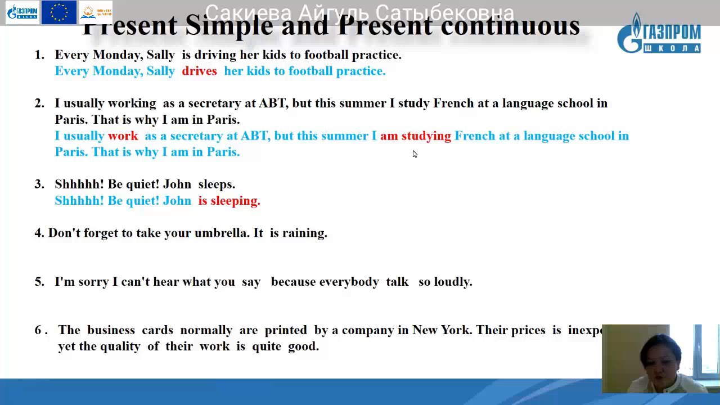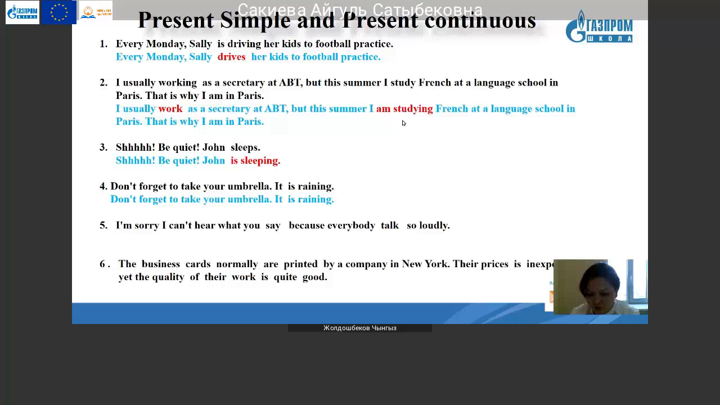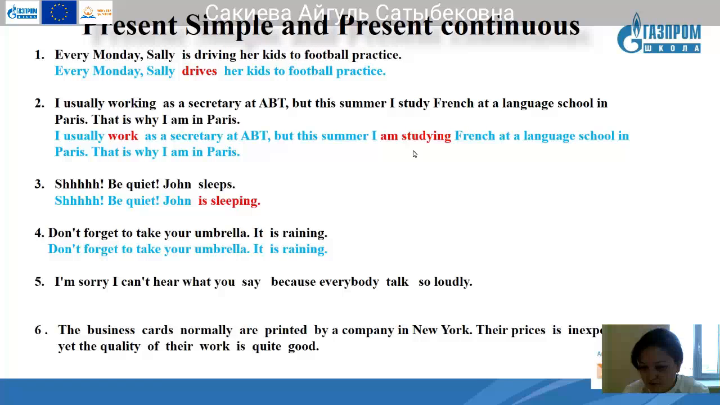Don't forget to take your umbrella. It's raining. Is there any problem? Do you think this is a correct sentence? Yes, you're right. Don't forget to take your umbrella. It's raining. This is the correct one. The fifth one. I'm sorry. I can't hear what you say because everybody talked so loudly. Okay, are talking, yes, and that's it.